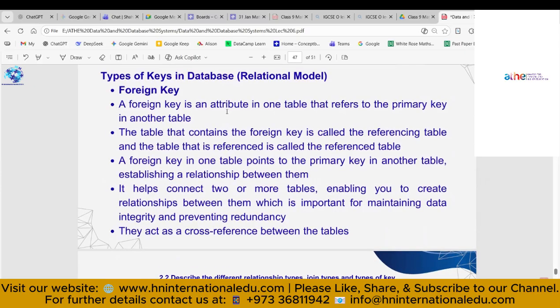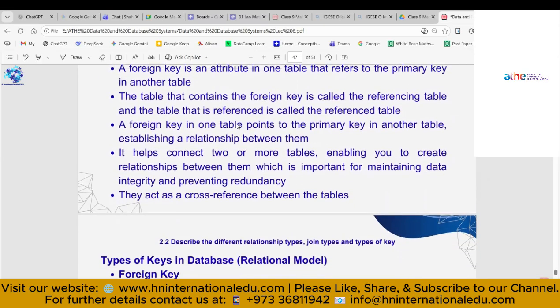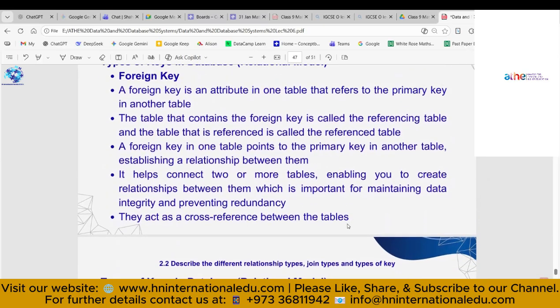A foreign key is an attribute in one table. What is an attribute? It's a column. It's a column in one table that refers to the primary key in another table, and they act as a cross reference between the tables. It helps connect two or more tables, like in the case of the relationships we saw above. In the junction table, we use the foreign keys basically. The table that contains the foreign key is called a referencing table because it is referencing the ID from another table, and the table that is referenced is called the reference table.